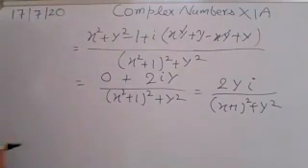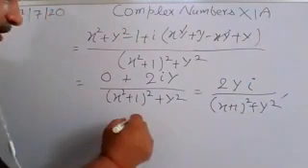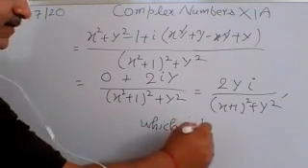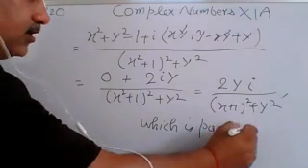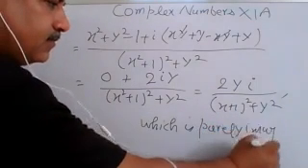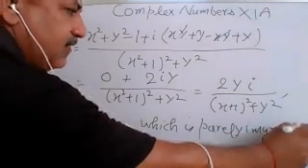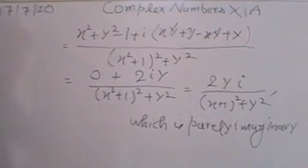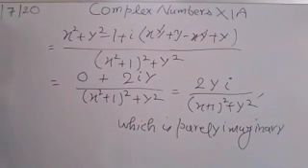which is purely imaginary. So in this way, here you prove your result. If the real part of any complex number is zero, you can say that it is purely imaginary.